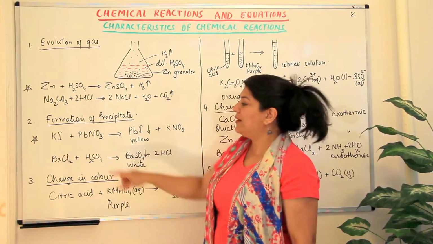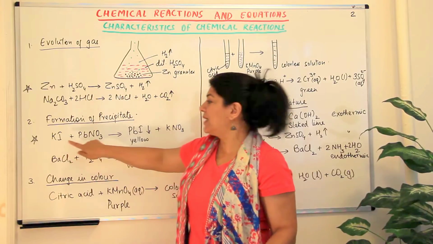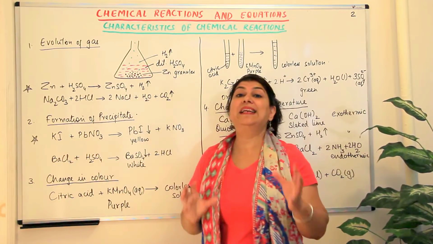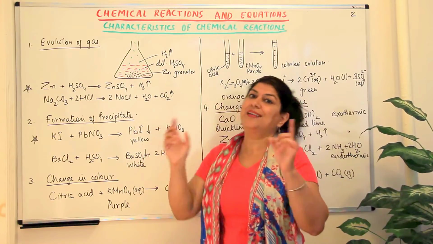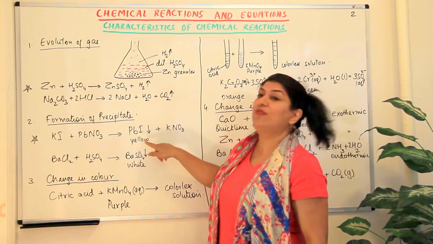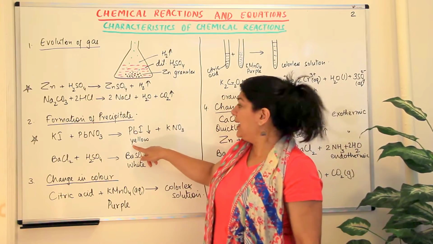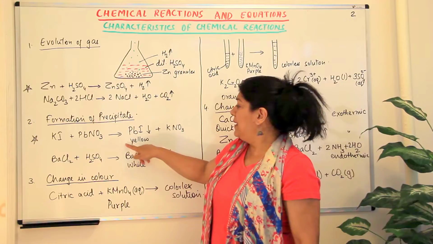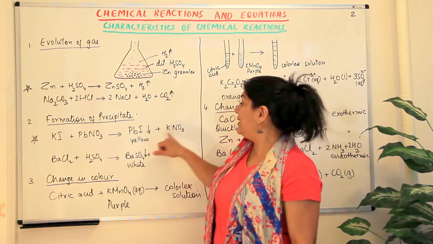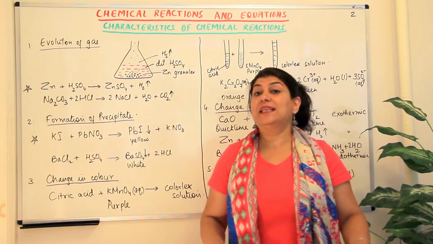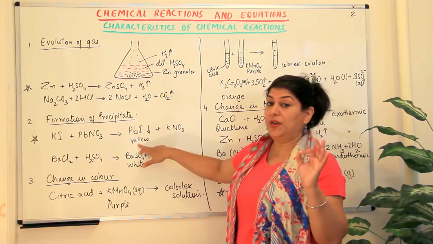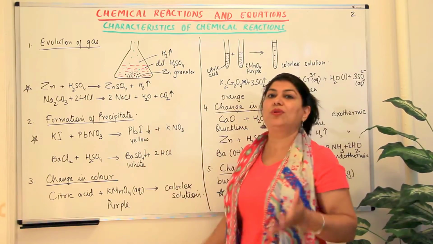Now, an example here is that you take potassium iodide, K is potassium. Potassium iodide, when you mix it with lead nitrate solution, both of these are clear, colorless solutions. It results in the formation of lead iodide, and lead iodide is yellow in color. And potassium nitrate is formed, which is colorless. So it is yellow in color. Secondly, it settles down at the bottom.